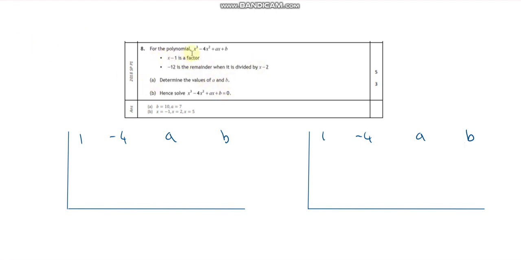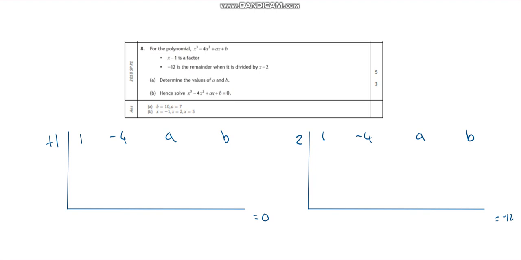So I know that x take away 1 is a factor. Okay, so if I put in plus 1, I should find that this last term equals 0, if that's a factor. I also know when I divide it by negative 2, so I put a 2 in, the remainder is negative 12, so this bit at the end should be equal to negative 12. So that's what we have to do first. So let's follow this through then.